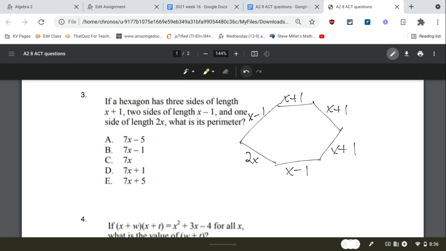So remember, the perimeter is what you get when you add up all of the sides. So just take all the x's and 1s that I've given you there and combine the like terms. That's all you're doing for the perimeter.